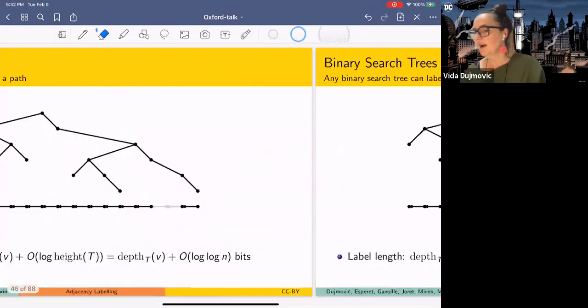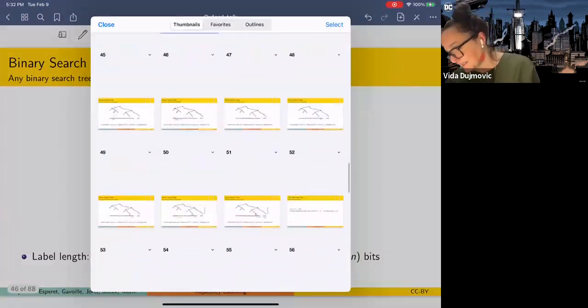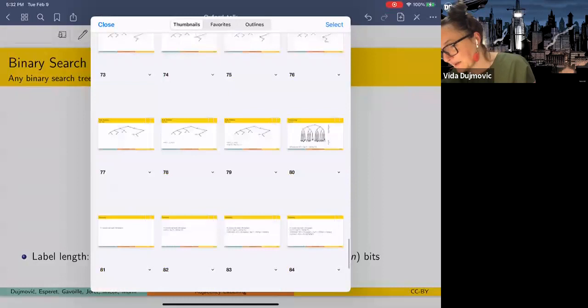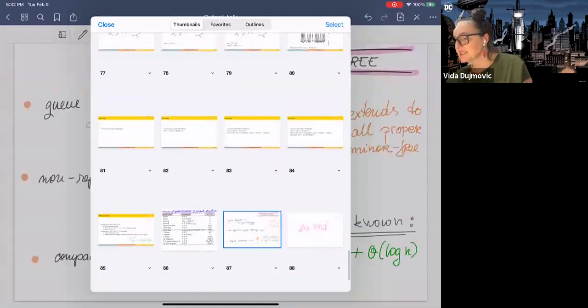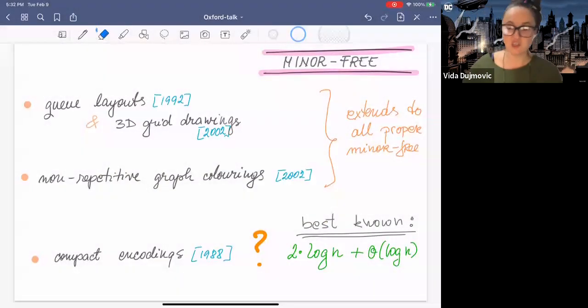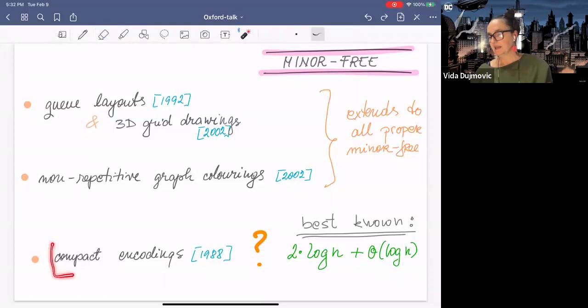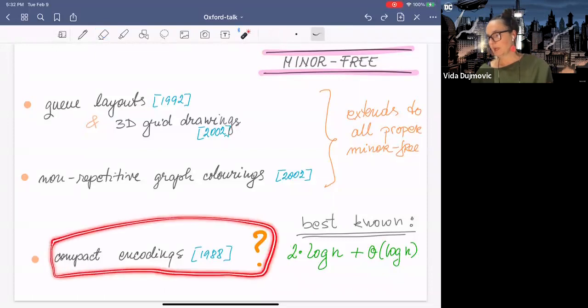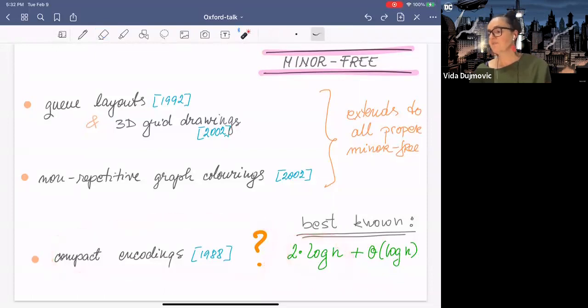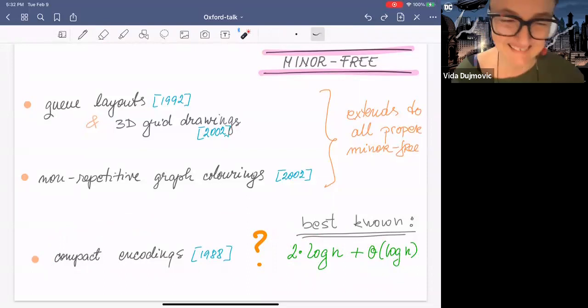Okay, so my slides were way too optimistic, but I will just end with an open problem, which I already mentioned, which is compact encodings. Can we do them? Can we break 2 log n for proper minor closed families? Okay, I'll stop here.